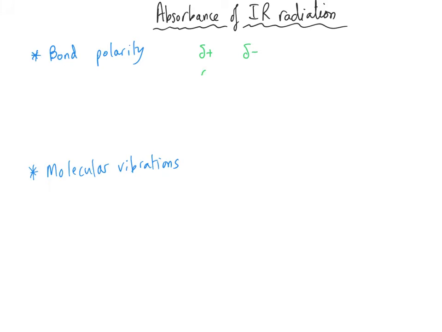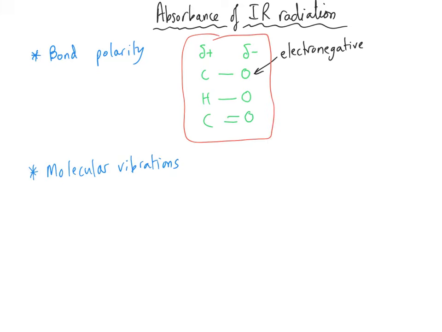And a good example might be a carbon bonded to an oxygen, or a hydrogen bonded to an oxygen, something, crucially, that is very electronegative compared to the other atom that it is bonded to. And this holds true for double bonds between carbon and oxygen as well. Now, the absorption of infrared radiation is significantly stronger if you have got a polar bond. So all of these bonds here would show up as very, very strong peaks in the infrared spectrum.